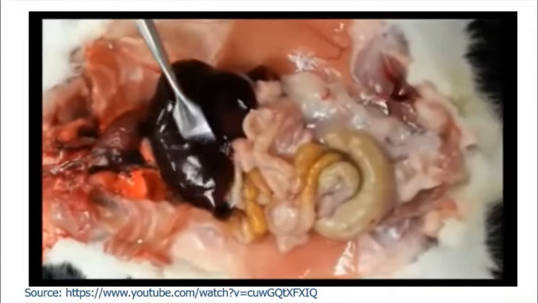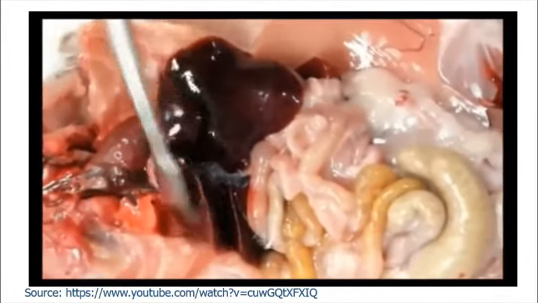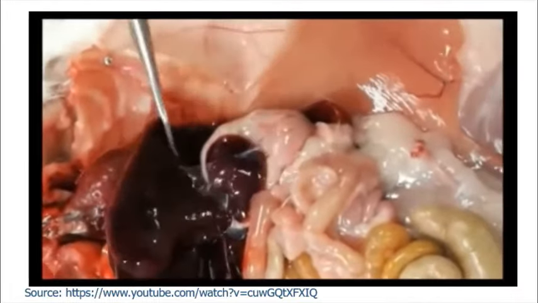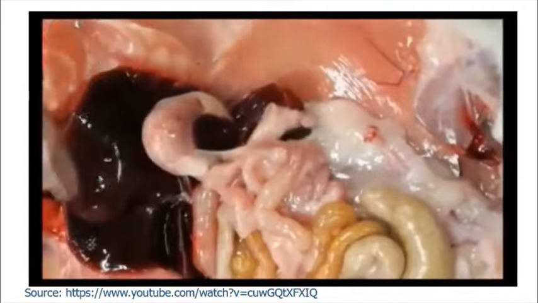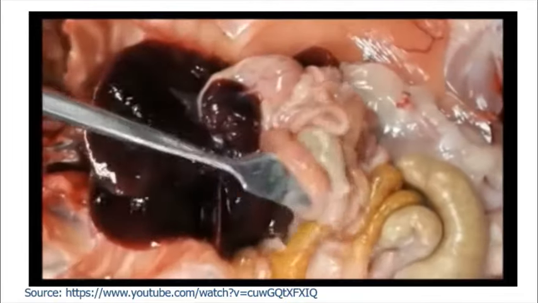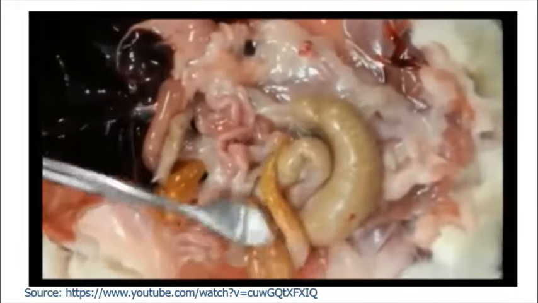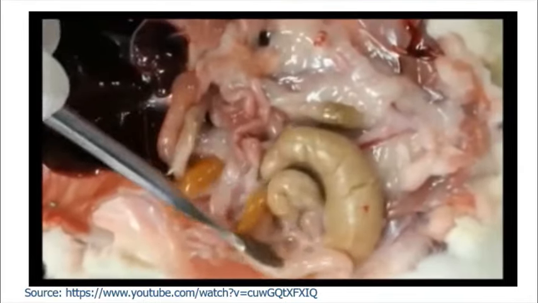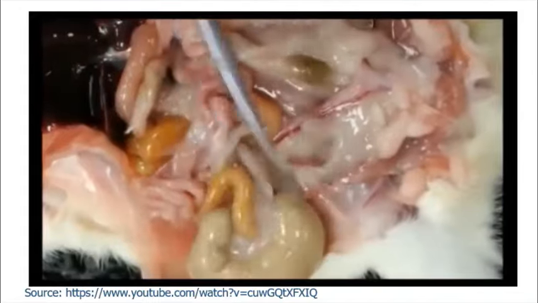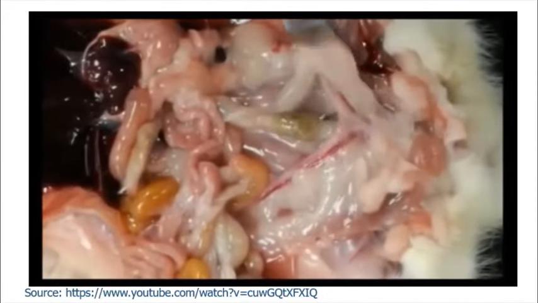This maroon dark red one is the liver, which has three lobes. Below the liver we have the stomach. Over here is the stomach, and this one is connected to the duodenum. This one is the fats. This is the small intestine in the digestive system, where it's connected to the large intestine, also in the digestive system. This one is the rectum. It has feces in it.